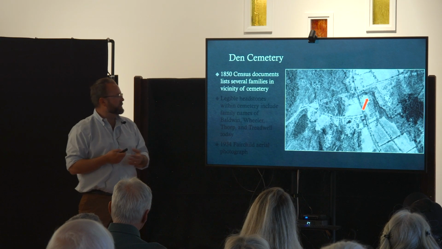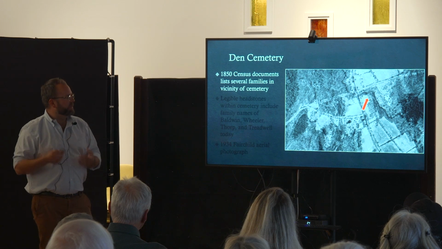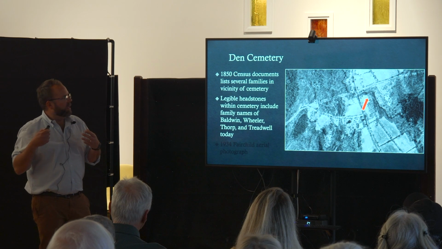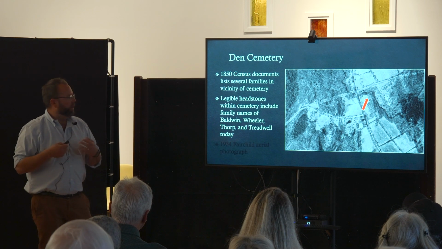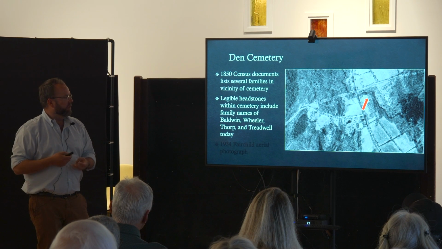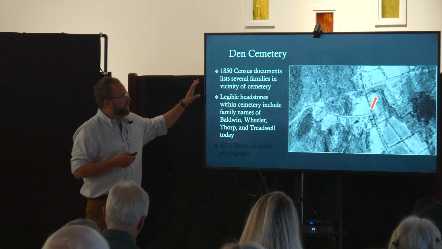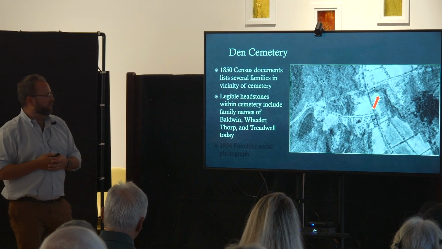1850 census documents list several families in the vicinity of the cemetery, and then legible headstones within the cemetery include the family names of Baldwin, Wheeler, Thorpe, and Treadwell. Today, the same individuals and their families are documented in the general region.